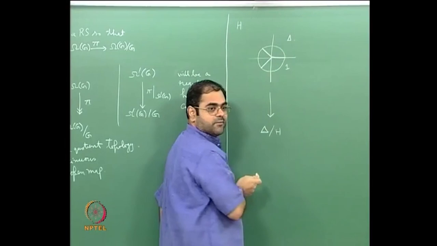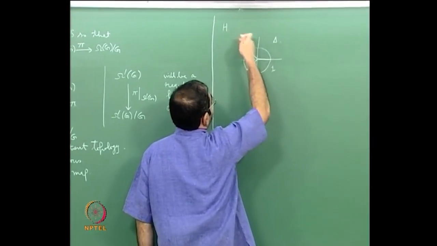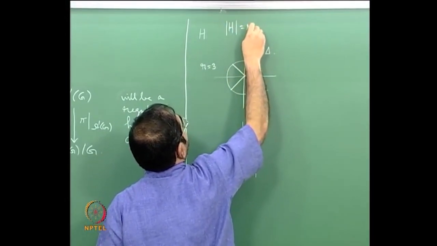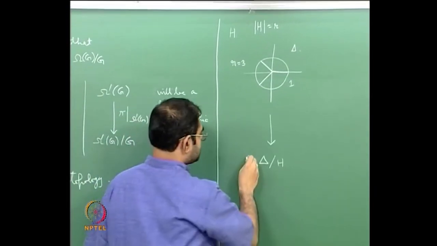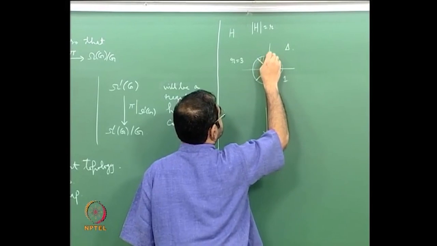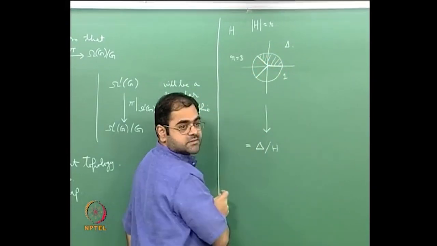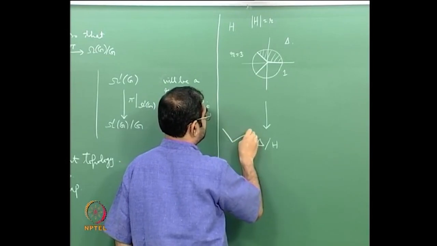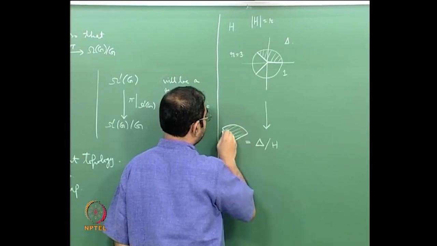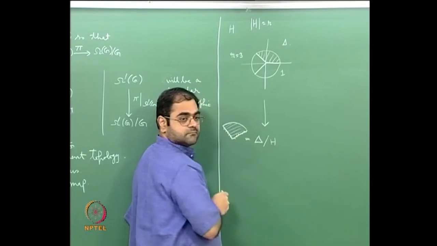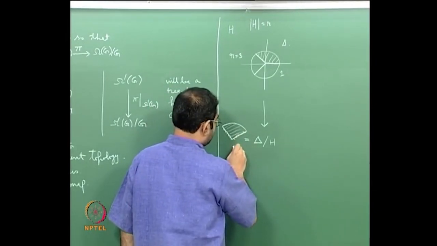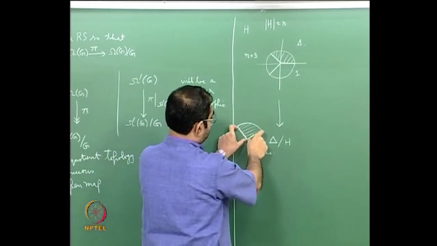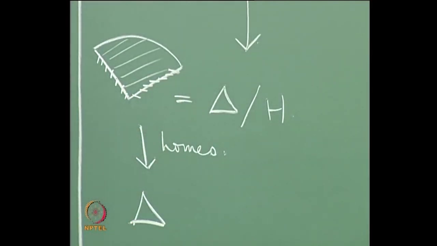So you see, if I take the quotient of delta by h, for example r equal to 3, cardinality of h is r, okay, then you know what you are going to get. All I have to do is take any one of these regions. There are 3 sectors, and I have to just take any one of them, all right. I have to take a sector like this, and I have to identify these 2 radii. These 2 radii have to be identified, and if you check, this is homeomorphic to delta itself, because after all, I can simply stretch and stick it together, I will get back delta.